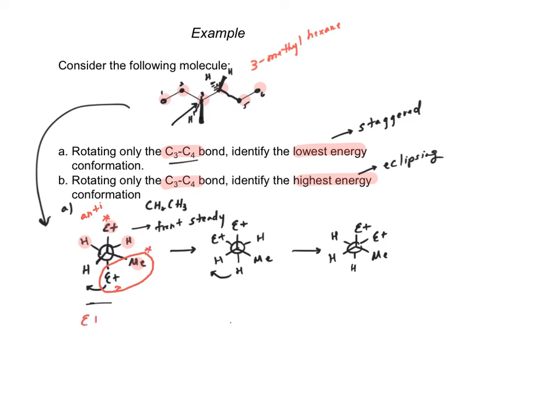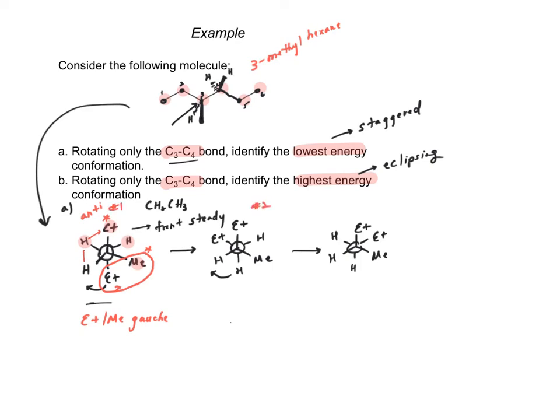So the only thing that's going to cost us anything is this gauche interaction. And I'll go ahead and list that down below. We have an ethyl methyl gauche. Okay, so that's the only gauche interaction that we're concerned with. Again, we don't care about ethyl hydrogens or hydrogen hydrogens. Those aren't going to cost us any energy. So now we'll call this guy number 1. We'll move to number 2.